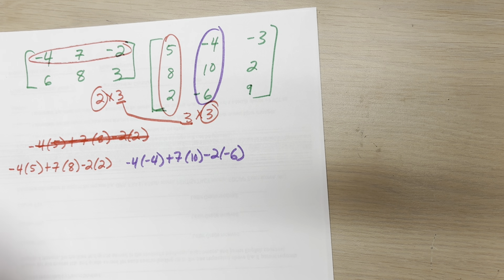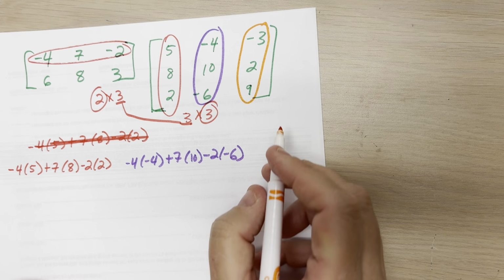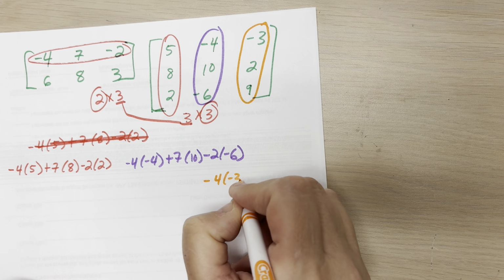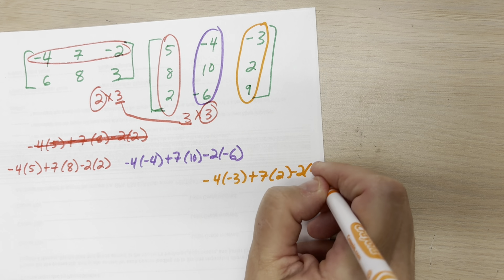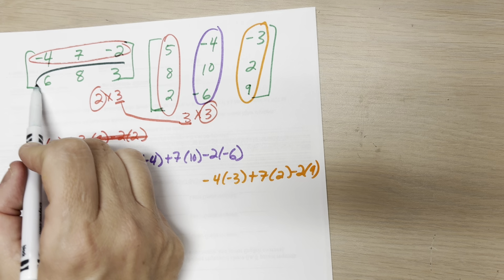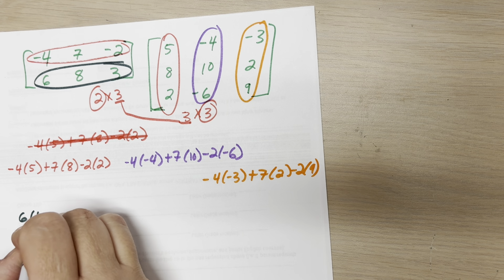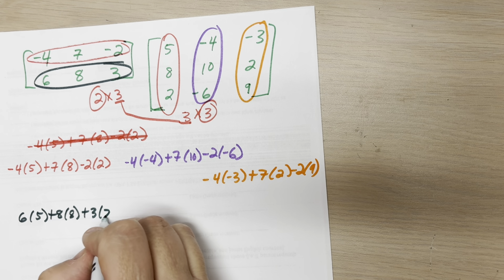Finally, at the end, we're gonna go that first row by the last column, and I still don't have enough space. Son of a gun. All right, negative 4 times negative 3, 7 times 2, minus 2 times 9. We're gonna pretend that's all in the same row. All right, I need another color. Here we go. I'm gonna go 6, 8, 3 times this first column. So 6 times 5, 8 times 8, and 3 times 2.